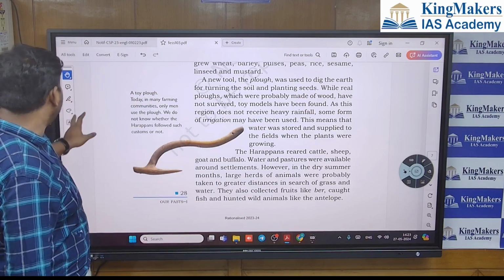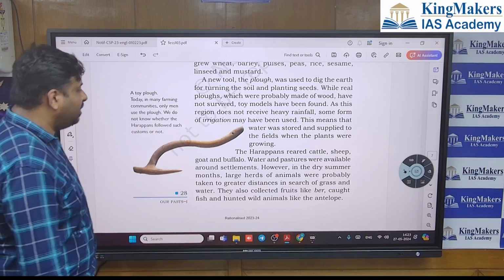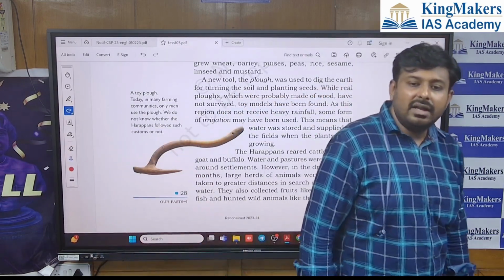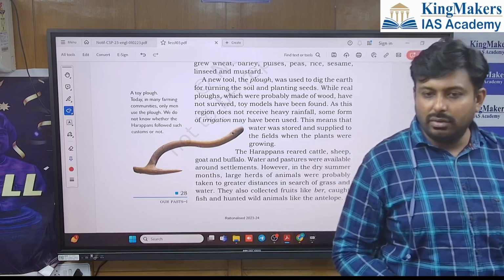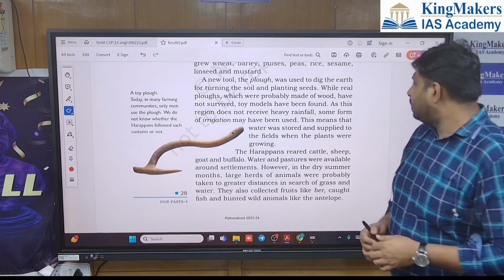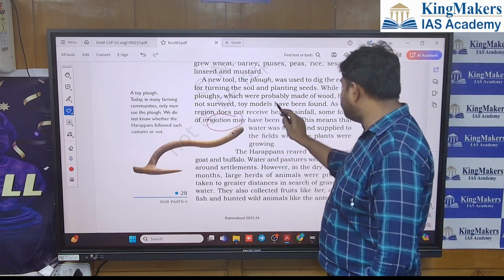So all these things are mentioned here. Since they were living near a river, they had a bountiful harvest two to three times in a year, and they made surplus grains. They also had heavy rainfall, and some form of irrigation was used.